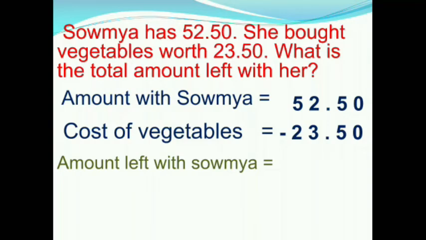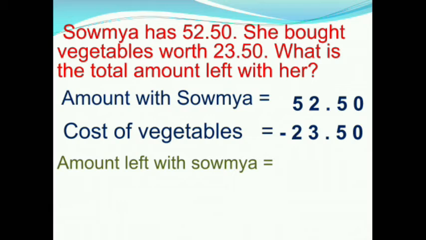Now we will solve another word problem. First we should read the question. Soumya has 52 rupees 50 paise. She bought vegetables worth 23 rupees 50 paise. What is the total amount left with her? First we should write amount with Soumya is 52 rupees 50 paise. Next we should write cost of vegetables is 23 rupees 50 paise. Now we should find out amount left with Soumya.